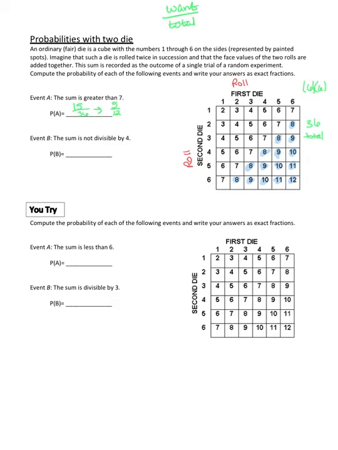So now, let's look at event B. The sum is not divisible by 4. Well, I still have 36 possible outcomes, but I want the sum is not divisible by 4. Okay, so what are numbers that are divisible by 4? 4, 8, and 12. Divisible by 4. Let me see if I can get rid of that little L. There we go.